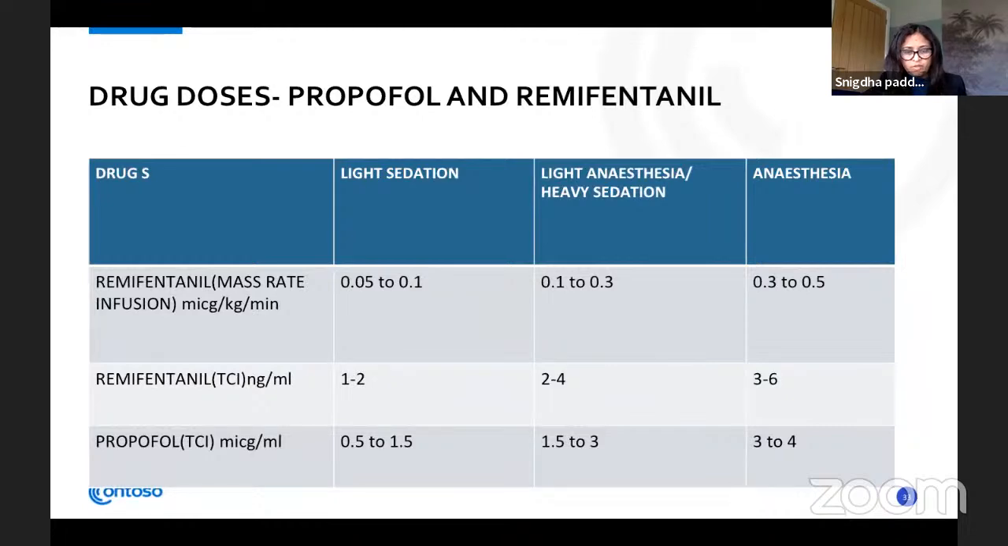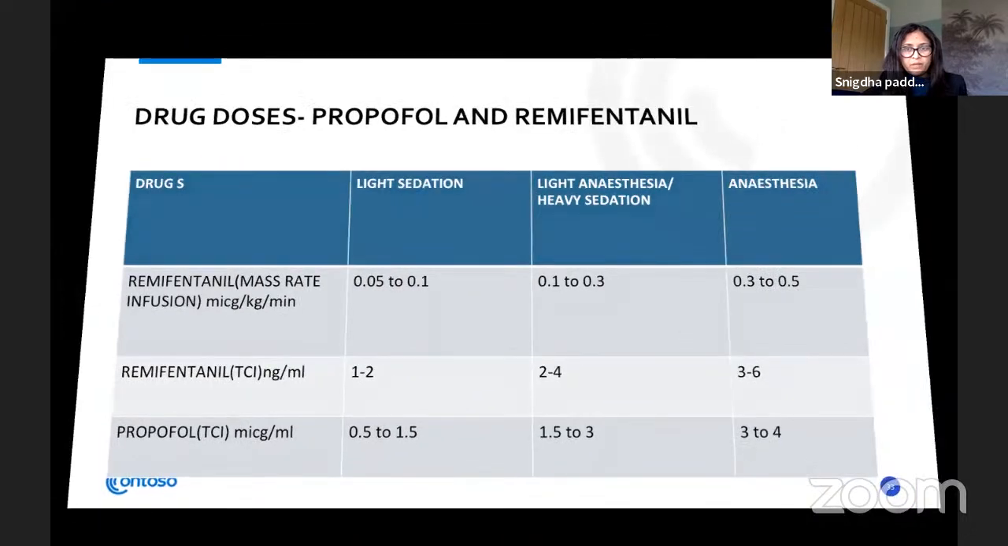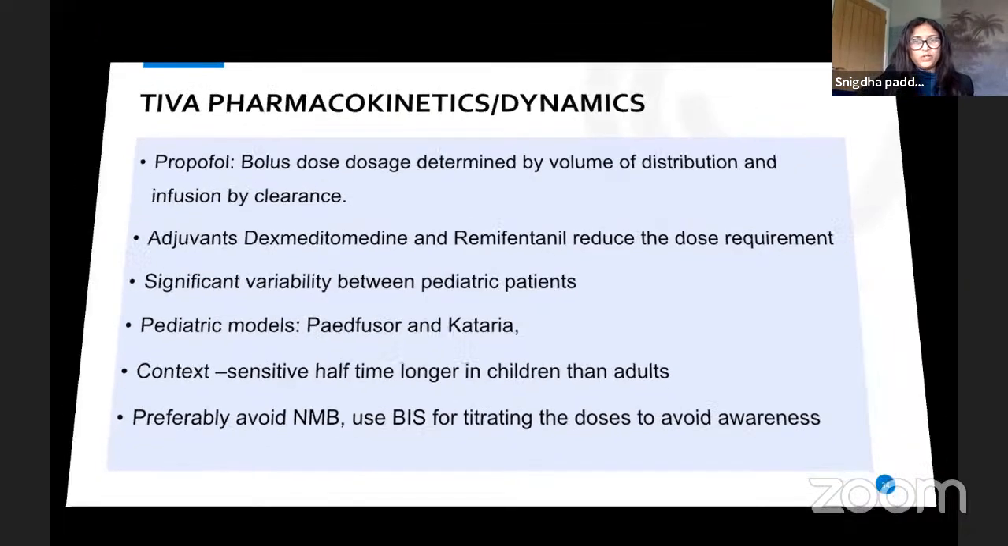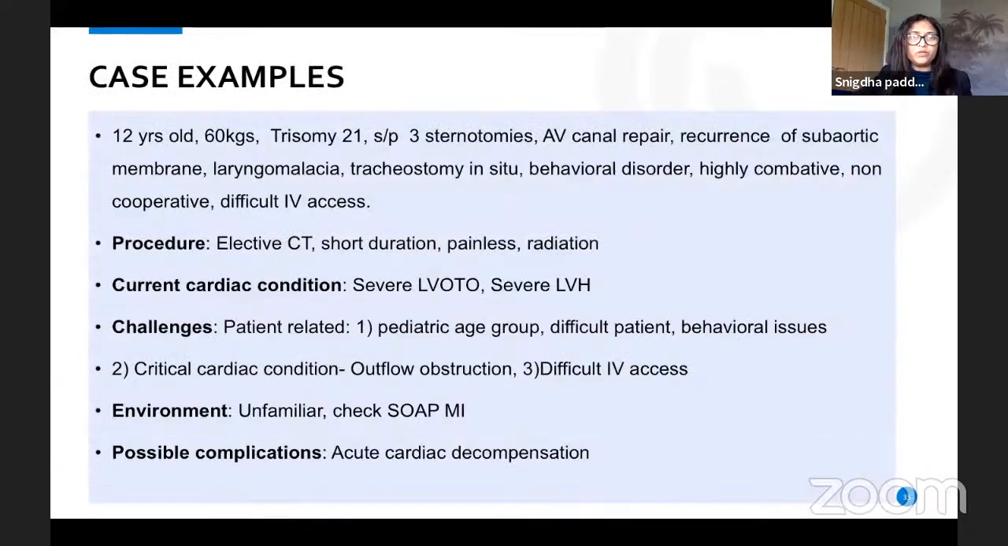These are the doses which we use, but because of time constraints, I would like to not go through these slides and come straight to the examples. This example is from my everyday routine practice.